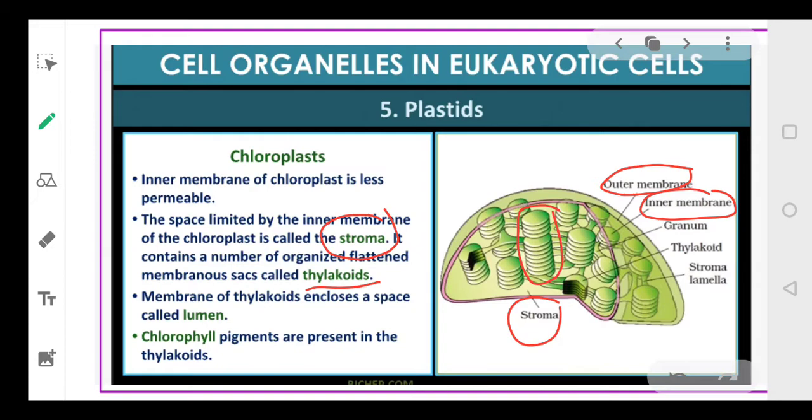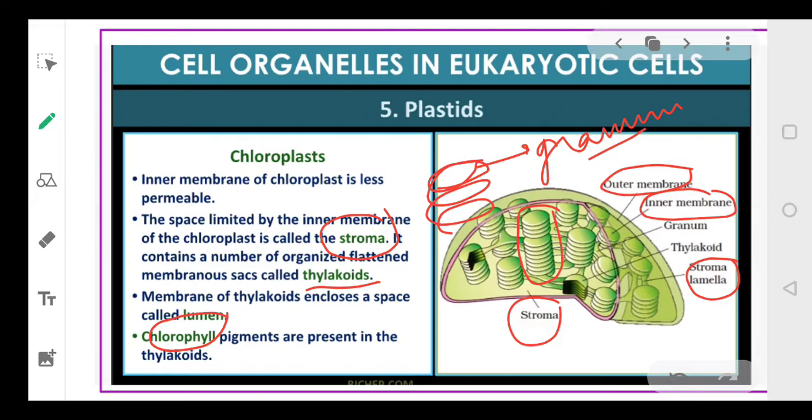Now one of them is called a granum. See, so many layers are present inside it like this. So one layer is called a granum. And this chlorophyll is present in the thylakoids. The chlorophyll pigment is present inside the thylakoids. Now thylakoids are connected with each other. Okay, they are connected with each other by membranous tubules, and those membranous tubules are referred to as stroma lamellae.